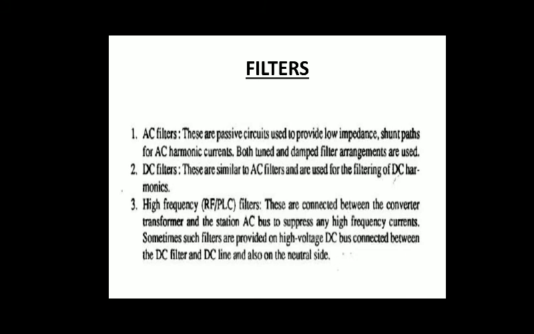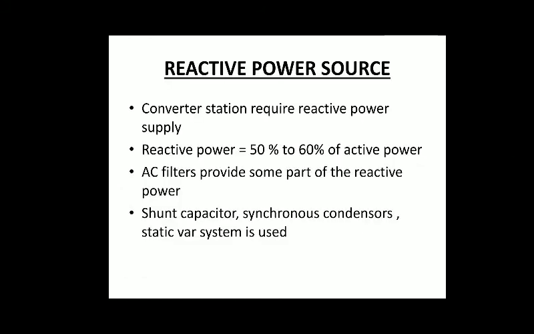And next we have high frequency RF PLC filters. These are connected between the converter transformer and the station AC bus, the supply bus, to suppress any high frequency currents. Sometimes such filters are provided on the HVDC bus connected between the DC filter, DC line, and also on the neutral side.